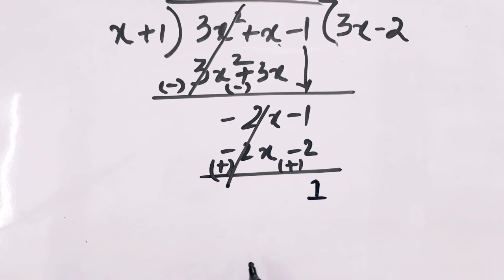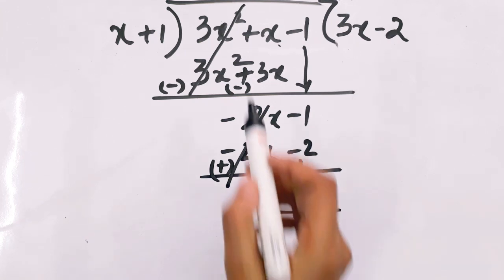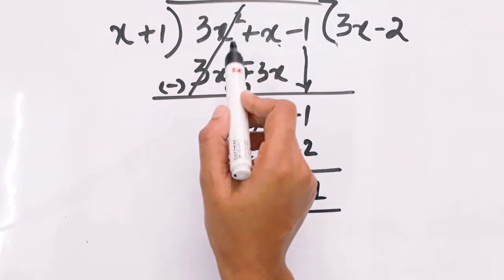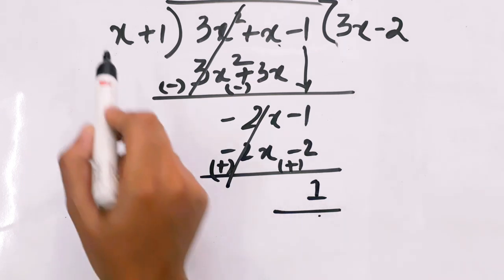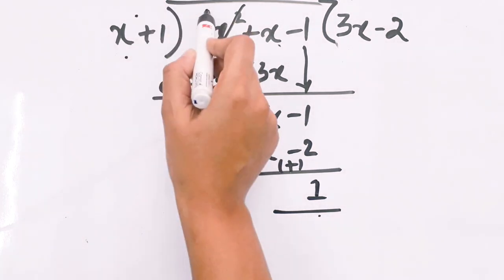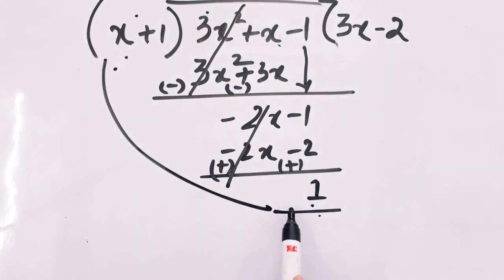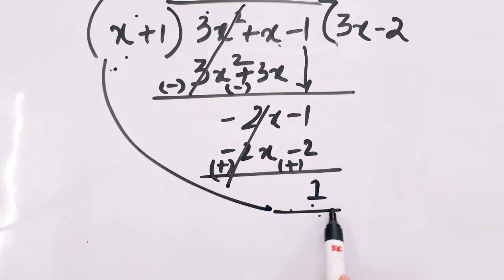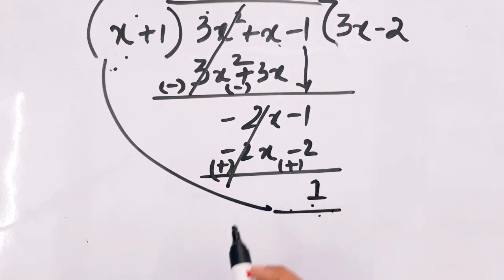So this is your remainder. It's not necessary that you always get remainder 0. It could be anything here. Again, as I told you, the degree of the divisor is always less than the degree of the dividend. Same way, the degree of the remainder will always be less than the degree of the divisor. Here the degree is 0 and here the degree is 1. So 1 is always greater than 0, or 0 is always less than 1.